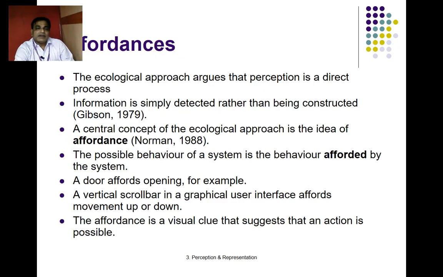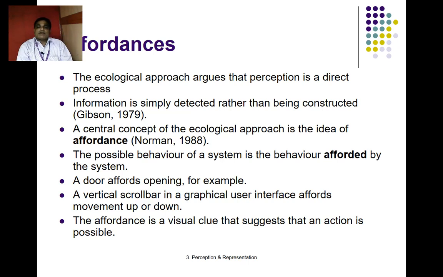Then what is affordance in that? The ecological approach argues that perception is a direct process. Information is simply detected rather than being constructed, and this was put forth by Gibson in 1979. A central concept of the ecological approach is the idea of affordance, and this was proposed by Norman in 1988. The possible behavior of a system is the behavior afforded by the system.